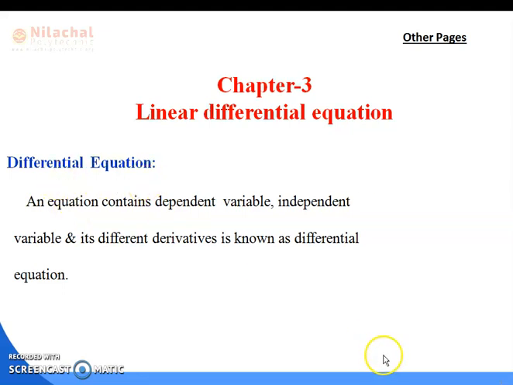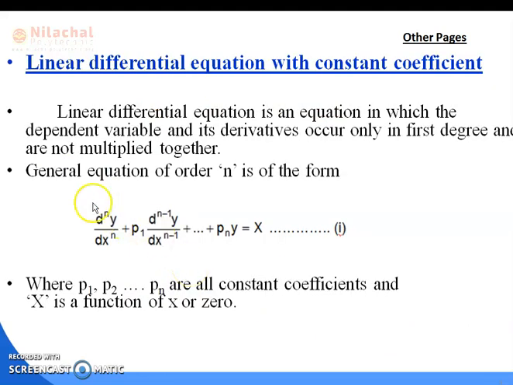Clear? So this is about your differential equation: the dependent variable y must be present, the independent variable x must be present, and their derivatives. Then we come to linear differential equation with constant coefficient. In diploma, we will study linear differential equation with constant coefficient. Whenever you go for higher study, you will study linear differential equation with variable coefficient. Here I am writing for your syllabus linear differential equation with constant coefficient, but in higher study it is linear differential equation with variable coefficient. Clear?